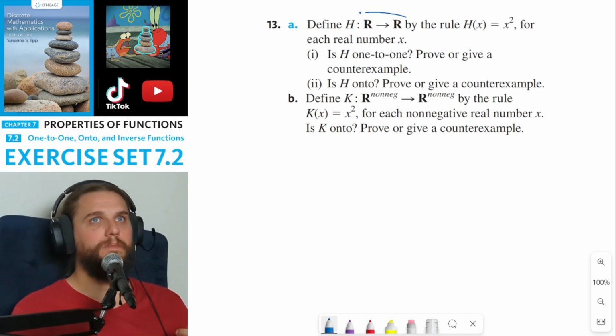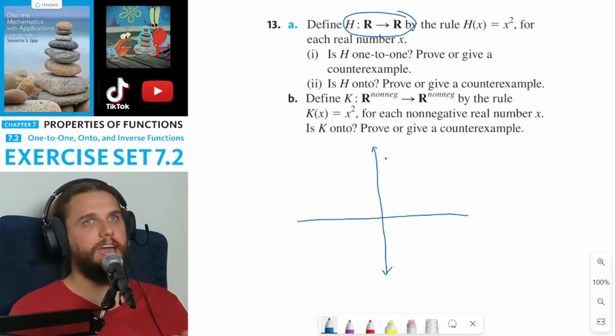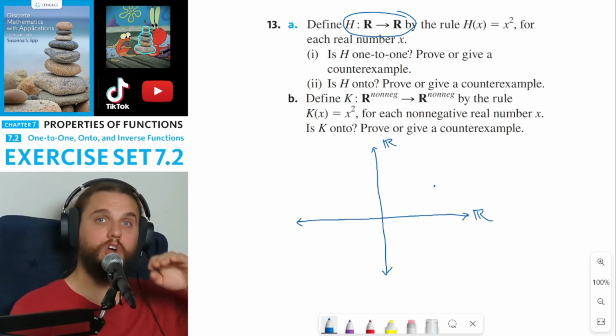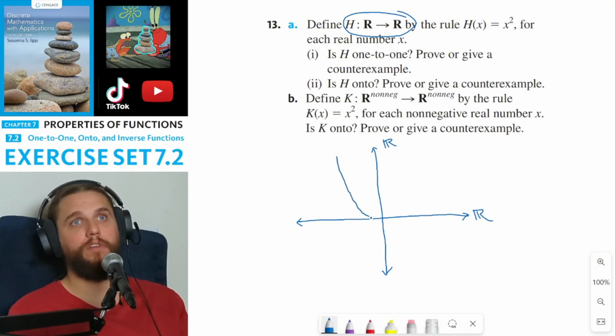But let's draw this function. This is from R to R. What that really means is that our domain is the x-axis, which is just the real number line. The codomain is also the real number line. So we're going to draw both axes entirely because they're defined here. Now, this is h of x equals x squared, and you're probably all familiar with this parabola shape.